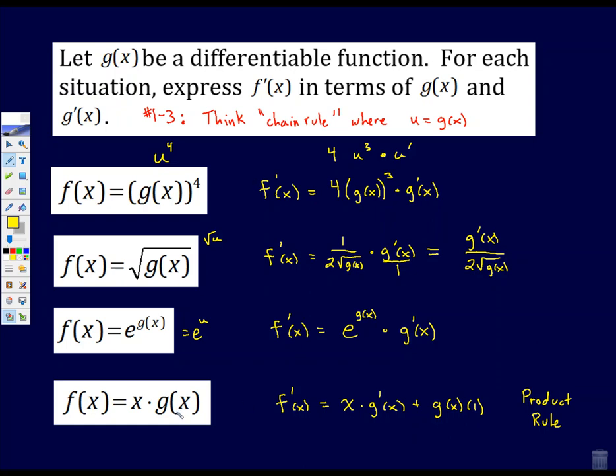The fourth one really is the product rule. I've got the function g of x multiplying by the variable x, or you can think of this as a function y equals x. And so this derivative requires the product rule, as we say, 1 d2 plus 2 d1. Anytime I say the 2, we're talking about g of x. So 1 d2 is x g prime of x, and 2 d1 is g of x times 1. All of this will come in handy today as we start our lesson.